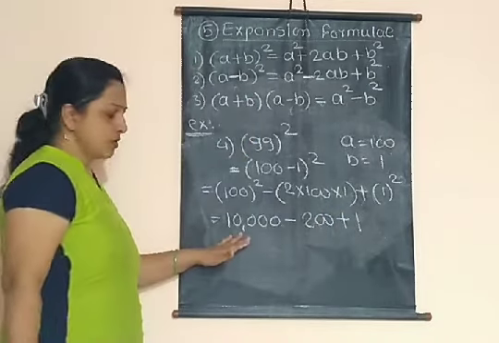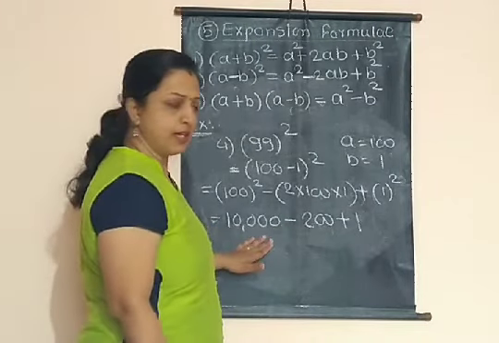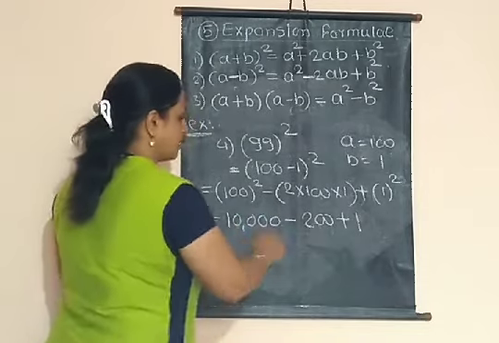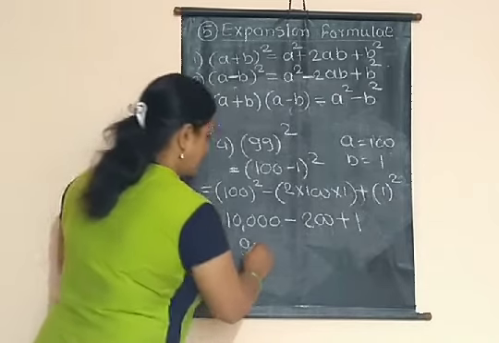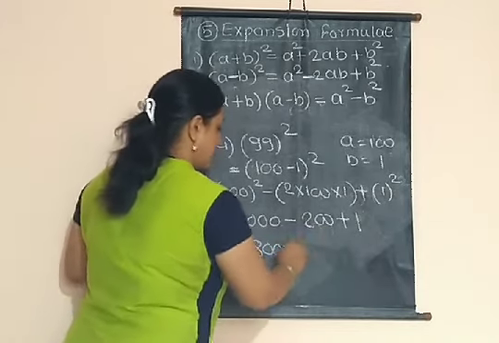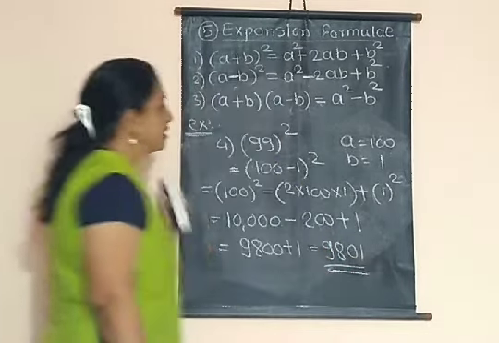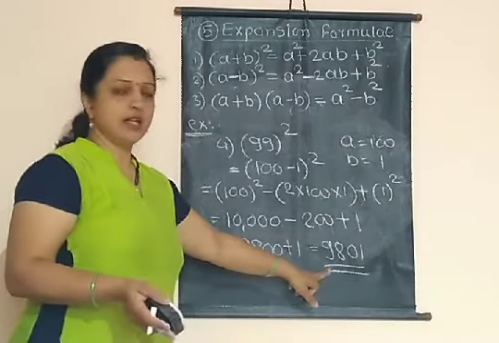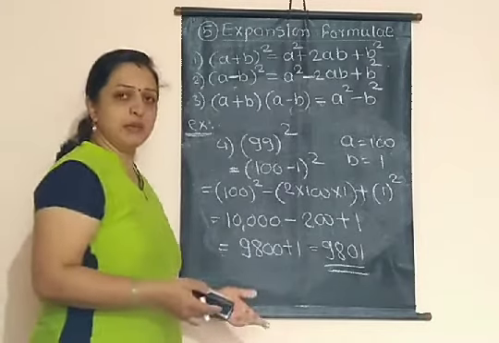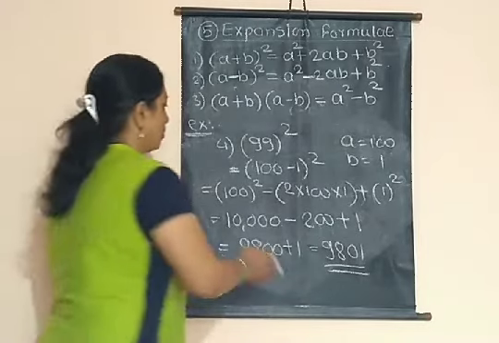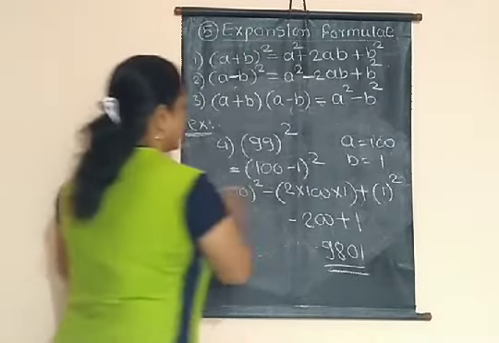Okay. So first we have to subtract this 200 from this 10,000. Got it? Then what we get here? 10,000 minus 200, that is 9,800, and this plus 1. So add it. So 9,801. In this way we will get this answer, 9,801. That is the square of 99. You can check it by using simple multiplication whether the answer is correct or not. Okay. Now let's see one more example depending on this third formula. Then we will stop.